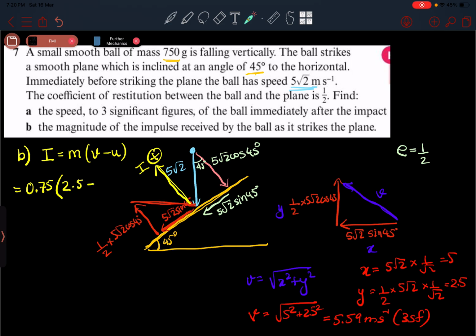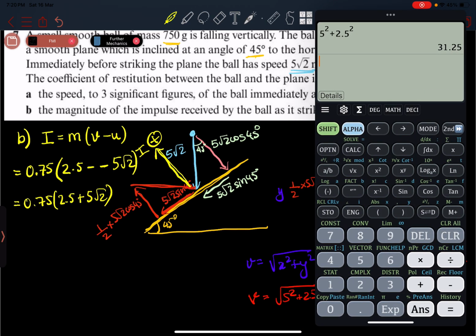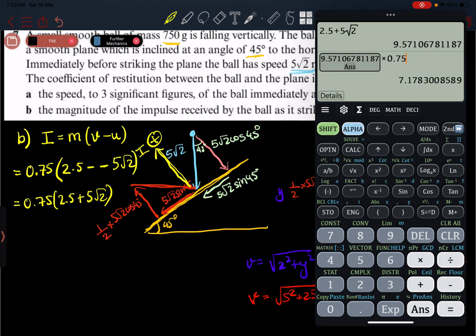My initial perpendicular component is, because I'm taking the upwards direction as positive, the downwards direction would be negative, so that's going to be minus 5 root 2. So I'm going to get 0.75 times 2.5 plus 5 root 2. Take that answer times 0.75, and then that should give me 7.17.